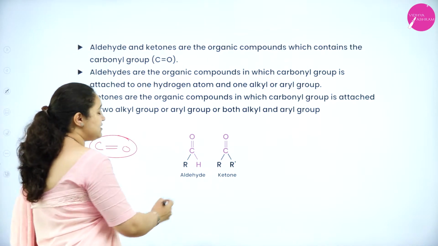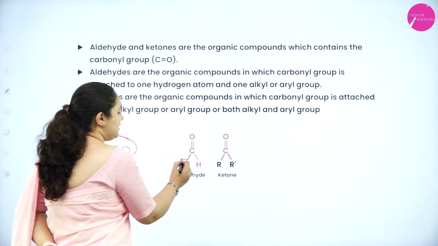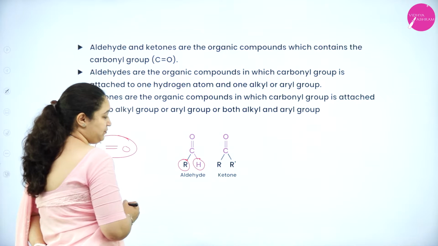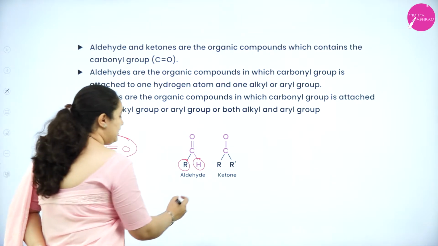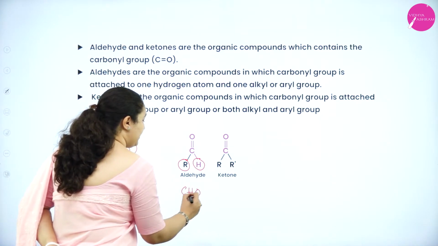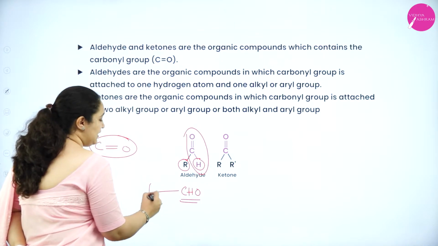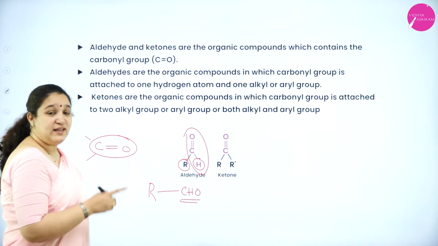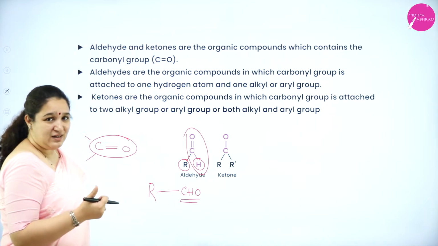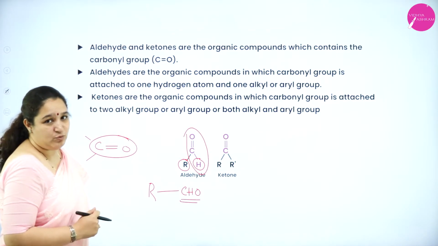In aldehydes, to the carbonyl group, there is an R group and an H. So, I can tell that the aldehyde group is the CHO group, that is this group, to which an R group is attached. The R group can be an alkyl group or an aryl group.